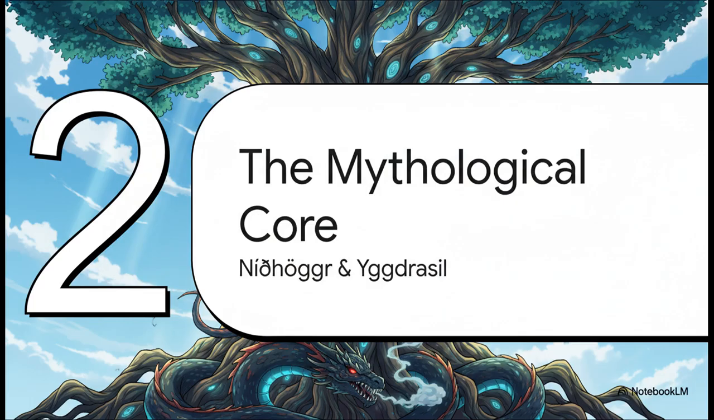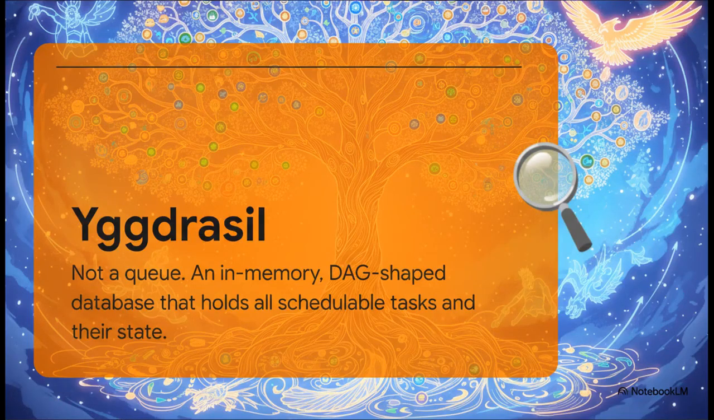At the very core of the Merg-E runtime, you've got two components with names pulled straight out of Norse mythology, Níðhöggr and Yggdrasil. Okay, first up, Yggdrasil. In the myths, it's the world tree that connects everything. In Merg-E, it's not just some simple to-do list for tasks, no way. Think of it as a massive living database in memory.